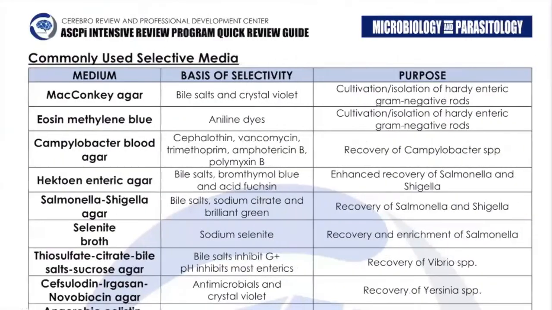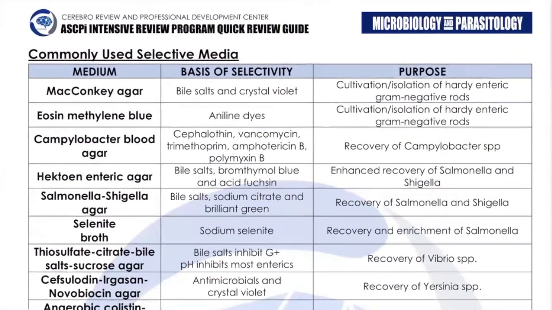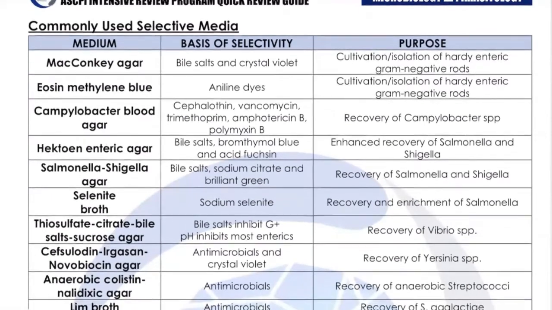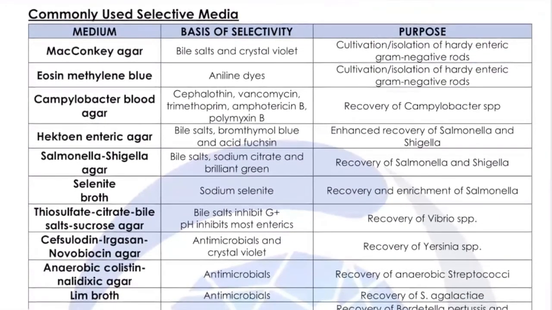Then we also have here commonly used selective media. So we have MacConkey. It contains bile salts and crystal violet. We have eosin methylene blue. It contains aniline dyes. We have Campylobacter blood agar, which contains antibiotics such as cephalothin, vancomycin, trimethoprim, amphotericin B, and polymyxin B. Okay, so just take note of the utilization of these selective media.